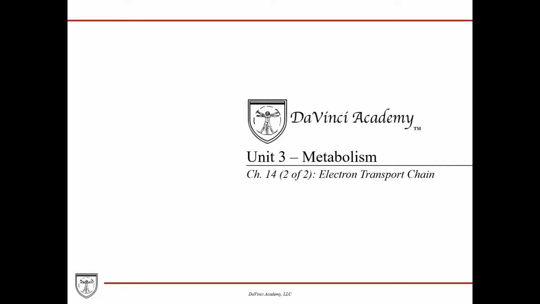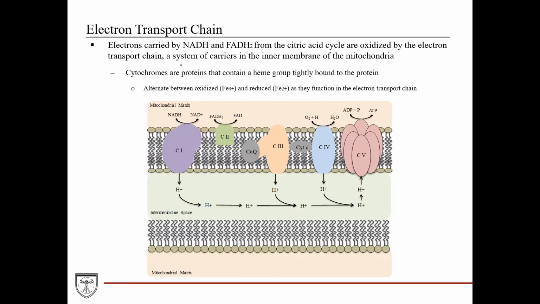All right, so this is the second of two lectures for Chapter 14 in Unit 3, and in this lecture we're going to talk about the electron transport chain. As we've mentioned before, electrons carried by NADH and FADH2 from the citric acid cycle are oxidized by the electron transport chain. You may remember from your chemistry days, redox reactions. Just to review, oxidation equals taking electrons away, and reducing equals adding electrons.